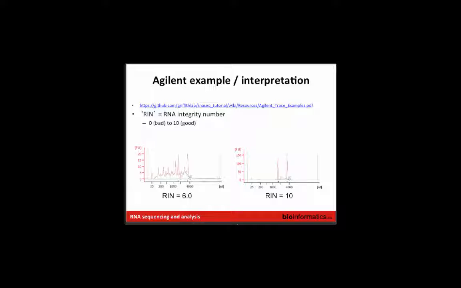On the y-axis? The y-axis is basically just the intensity of fluorescence. You have a dye that's fluorescing that's bound to the RNA molecules. So it tells you how much RNA there was at each size range, or over time.